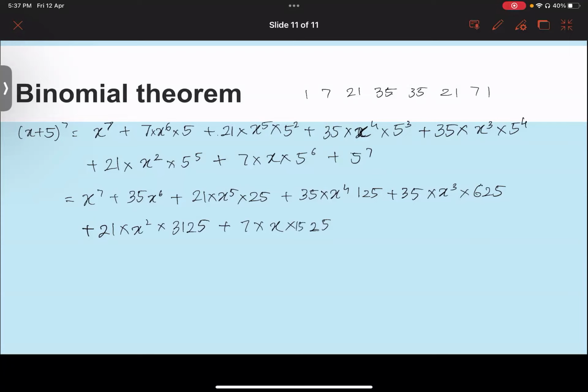So you get that as 15625. And the last one you have as 5 raised to 7, which is multiplied by 5. Okay, so this is what you get in the expanded form, where you have written it in the general form of a plus b, the whole raised to 7.